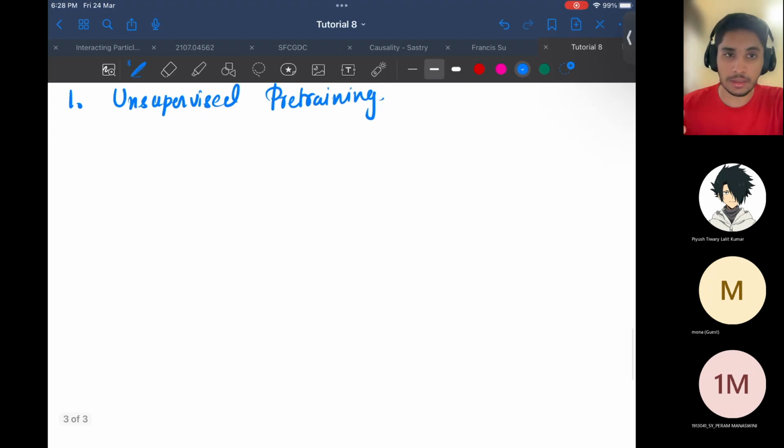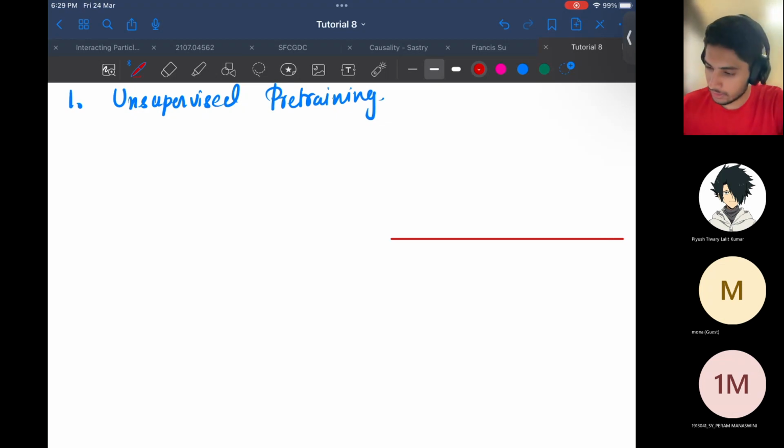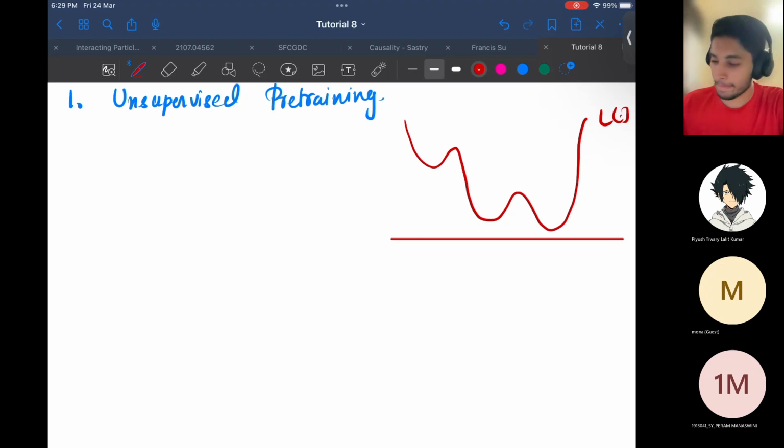So let me draw a landscape of a loss function, and that should motivate why pre-training or initialization should help us at all. Okay, so consider the following. Let's say this is your x-axis. I am drawing things in 1D, but it is applicable to higher dimensions as well, right? Let me consider something very simple. So let's say this is your loss function. Now let's say that you started from somewhere here.